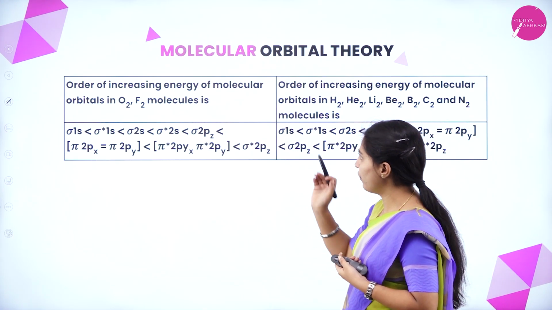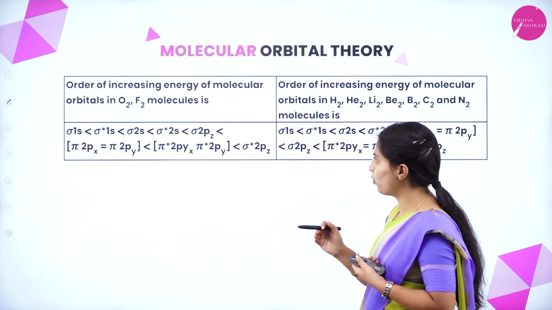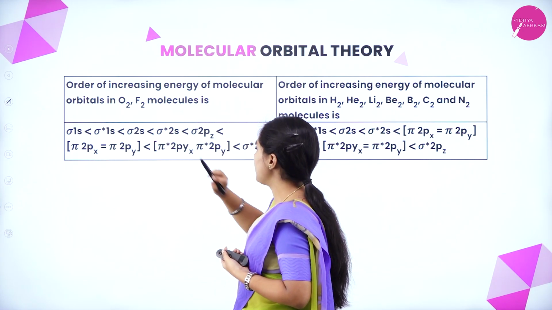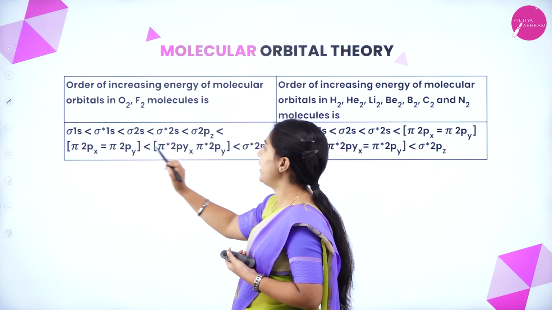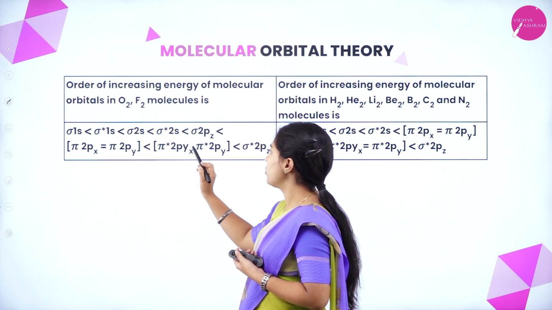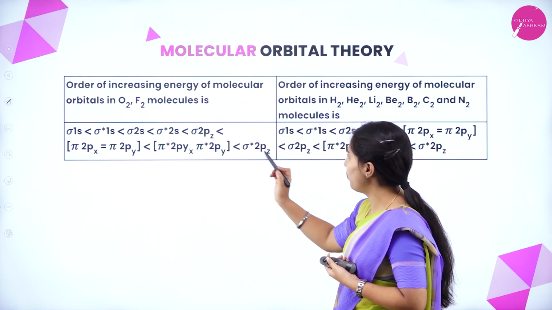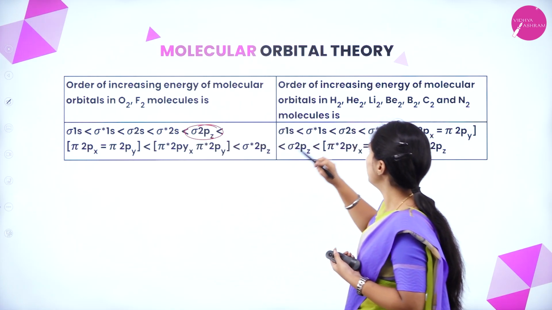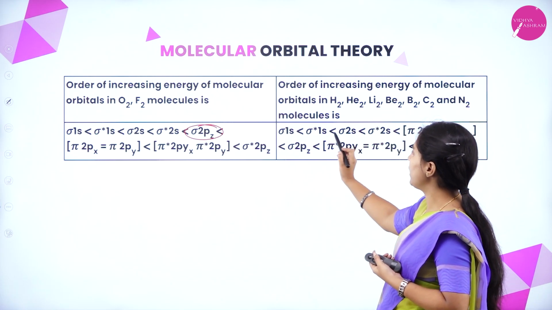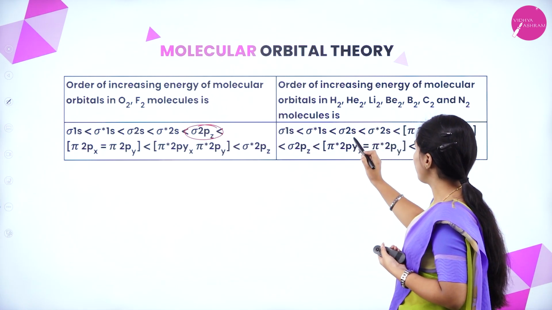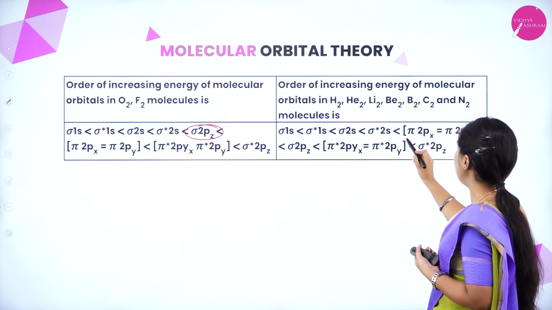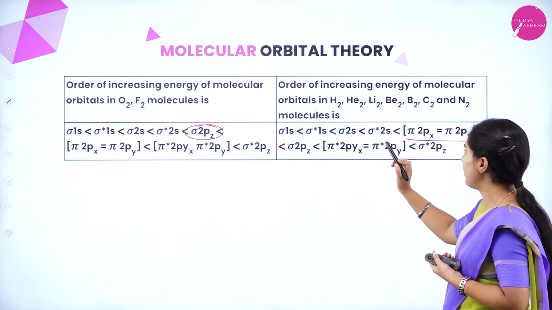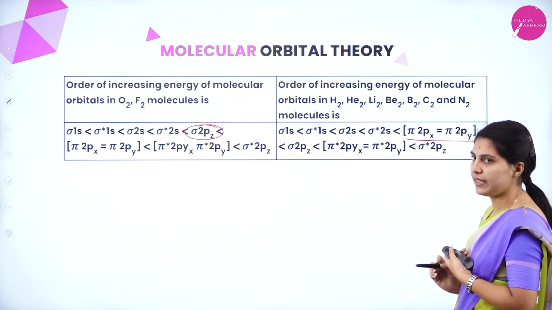See, the order of increasing energy of molecular orbitals in O2, F2 molecules: sigma 1s, sigma star 1s, sigma 2s, sigma star 2s, sigma 2pz, next pi 2px and pi 2py, then pi star 2px and pi star 2py. This is the major difference I have shown. Here, for normal H2, He2, Li2 like that: sigma 1s, sigma star 1s, sigma 2s, sigma star 2s. In the place of sigma 2pz, it will be different here: pi 2px and pi 2py come first, then sigma 2pz.